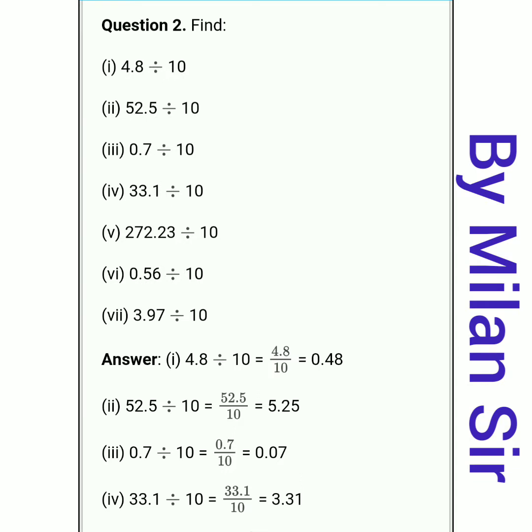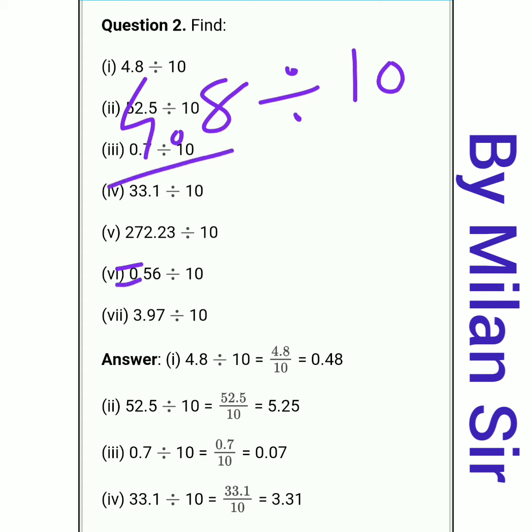Question number 2. Again we need to do the division process. Here division of decimal numbers is given. So let's start with question number 1. It is 4.8 divided by 10. Now our first step is we need to remove the decimal point.